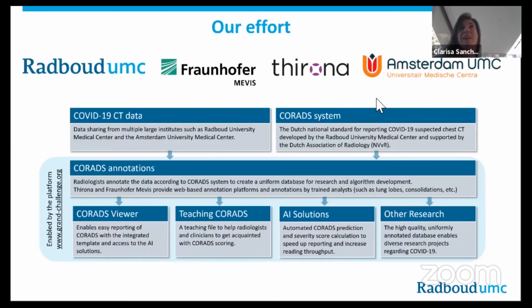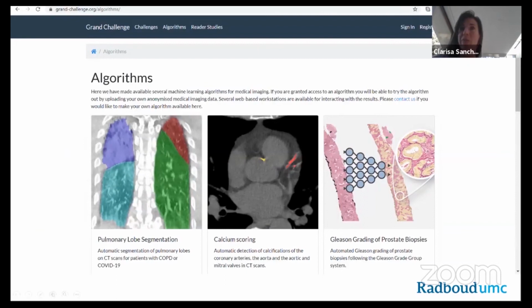So this is very quickly summarized what we have been doing, and we are integrating all these results in Grand Challenge. This is our platform. It's a platform that hosts public challenges, algorithms, for example the ones that you are seeing here, and also reader studies that are publicly available, and everybody can access them. And we would like, by the end of this week, to have a section here where we can provide to the research community and the clinical community all the algorithms that we have developed and validated, but also all the viewers and the COVID viewers that we have.